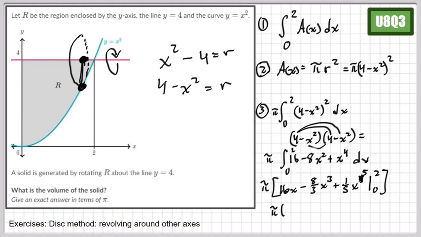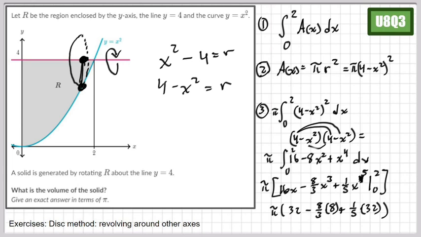Okay, so 2 times 16 is going to be 32 minus 8 over 3 times 8, because that's 2 to the 3rd power, plus 1 over 5 times, what is that? So 2 times 2 is 4, times 2 is 8, times 2 is 16, times 2 is 32. I got 32. Hopefully I'm right. I'm like on a roll for making mistakes here.